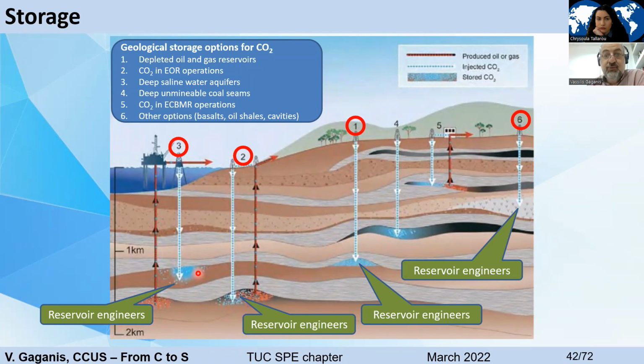Now, solutions 4 and 5, I'm not really an expert to discuss. It has to do with coal seams, unminable ones, where for various reasons CO2 can be stored, but I wouldn't endanger talking more about that since I don't really know about it. Well, the sixth option is once again injecting CO2, but storing it in some, let's say, more strange structures, such as shales or some cavities or even basalts. In other words, we're not talking about the typical structure of a reservoir. Okay, so those are the options.